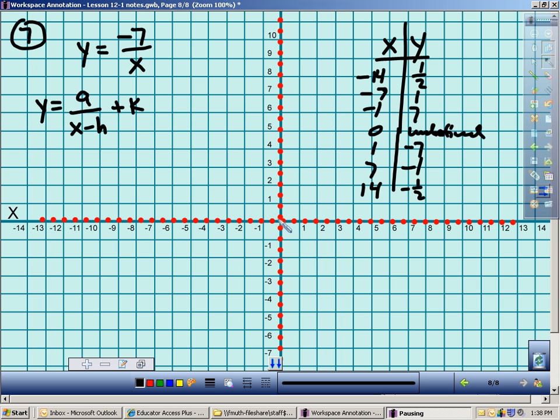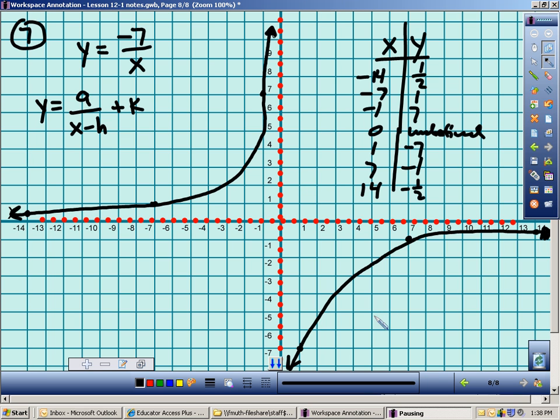Okay, well, let me sketch these. -14, half would be here. -7, 1 would be here. And -1, 7 would be here. And you can kind of see this branch of my hyperbola is going to be something like that. And then here's 1, -7. And here's 7, -1, and 14, -half. And this branch of my hyperbola is going to be, well, I'm trying to draw this as best I can, something to that extent. And that's how we would sketch an inverse function, which would give us a hyperbola.